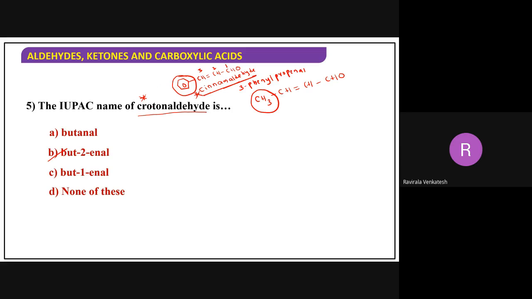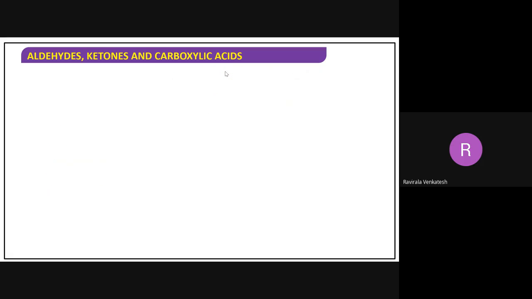In your notebook, write down these two: propionaldehyde and cinnamaldehyde. Write them down, all of you. They're very, very important. We'll get them in the aldol named reaction.